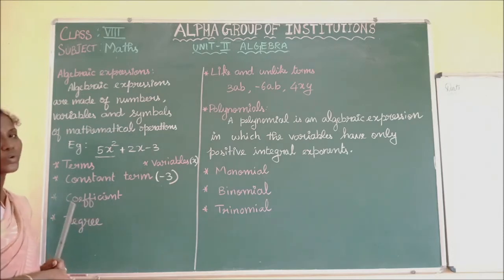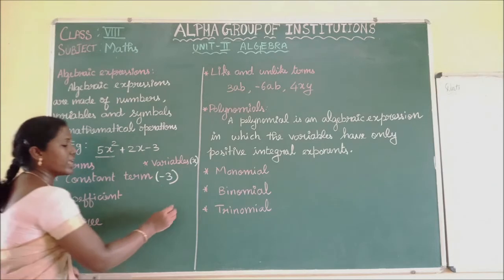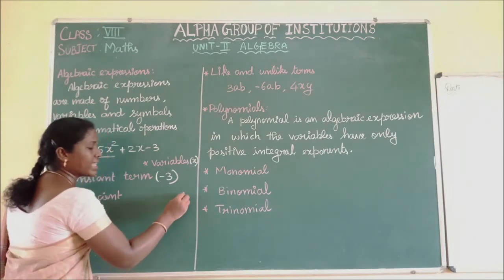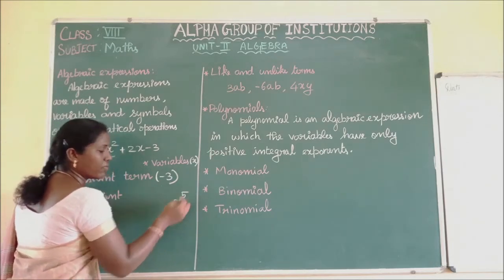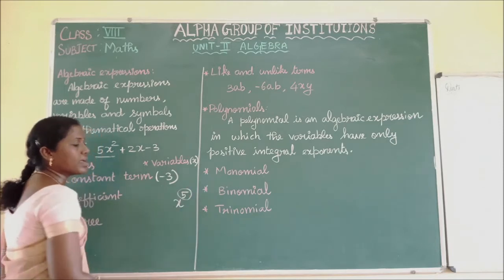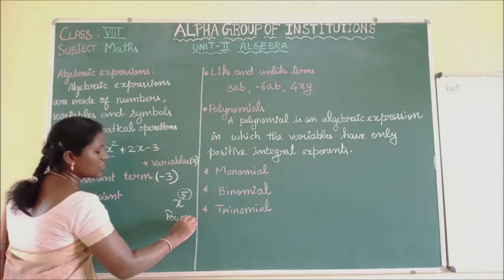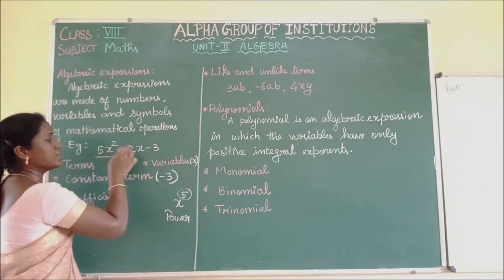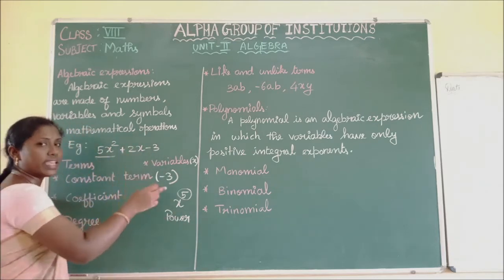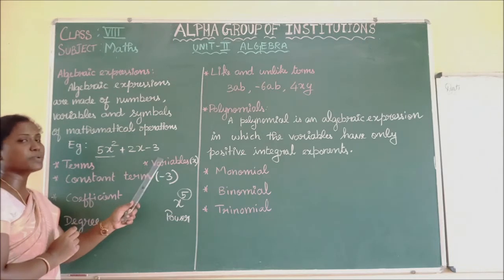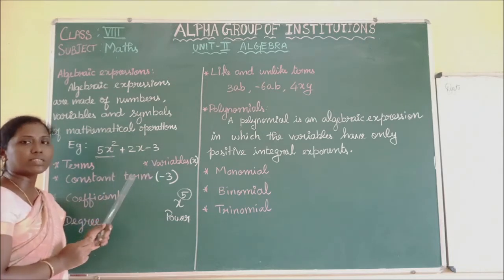Degree means first we have to know about the power. For any variable, the exponent, for example, if I have x power 5, this exponent is called the power. So, for the variable, we will have some powers here. Which is the highest power? For the given expression, for the variable, we will have some powers.